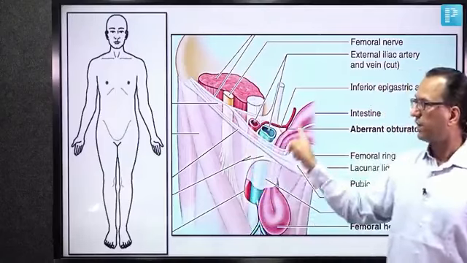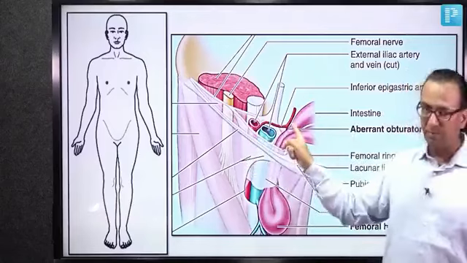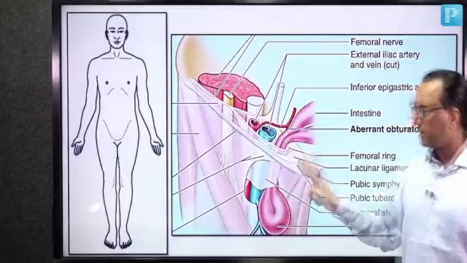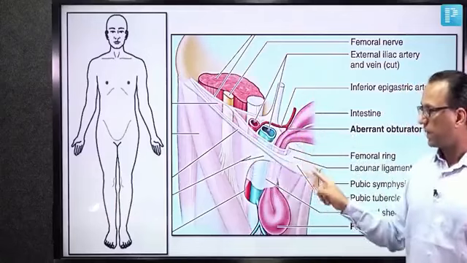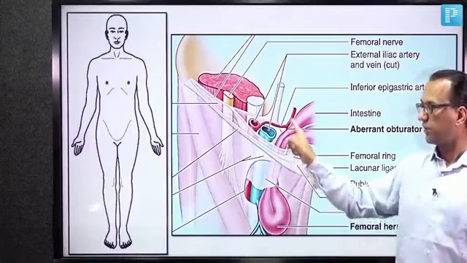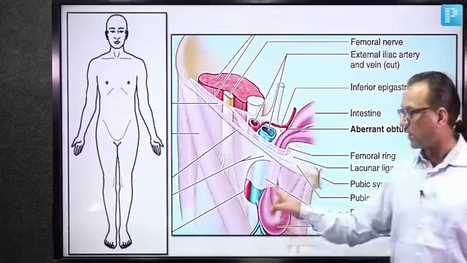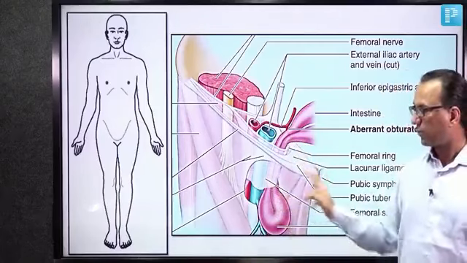The external iliac artery was giving the inferior epigastric artery, which enters the rectus sheath here and sometimes gives the accessory obturator artery, the aberrant obturator artery, which will be running on the lacunar ligament, and you should be careful while cutting the lacunar ligament, so don't damage this artery. Understand that a femoral hernia lies inferior-lateral to the pubic tubercle. The neck of the femoral hernia lies inferior-lateral to the pubic tubercle.